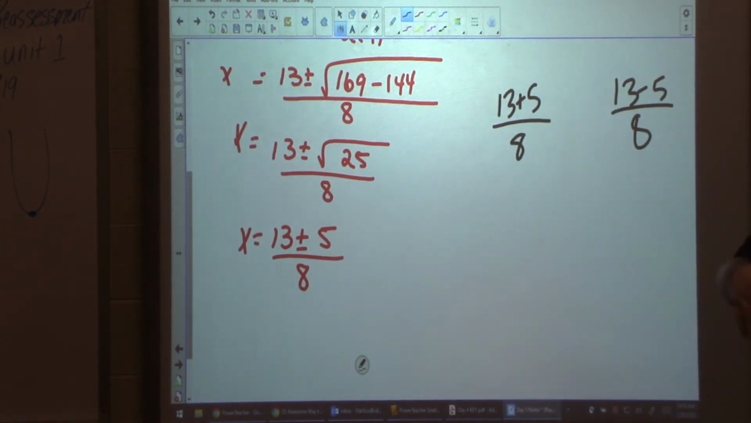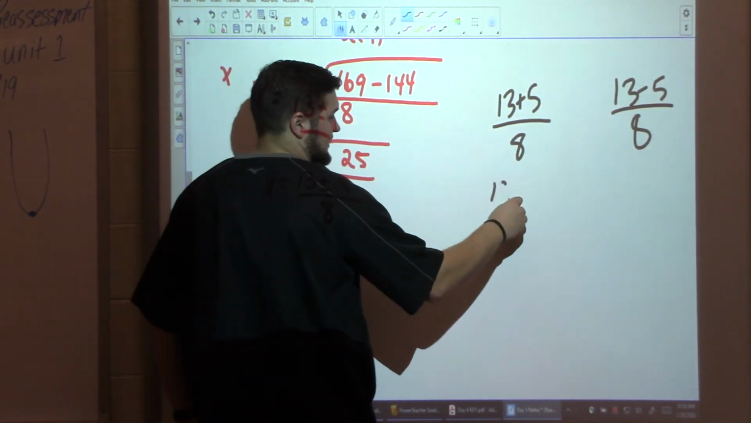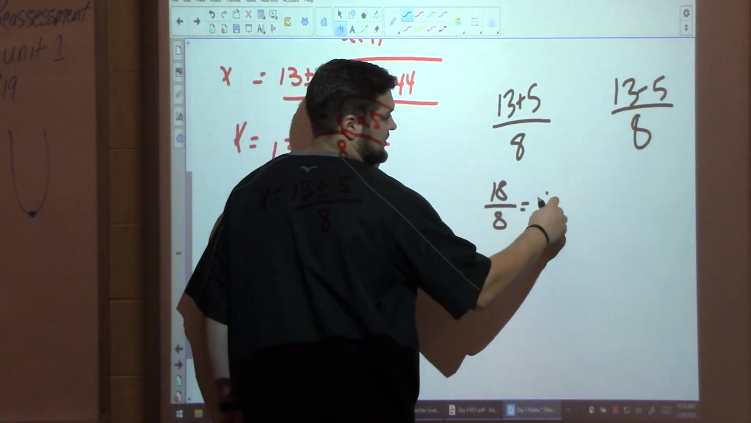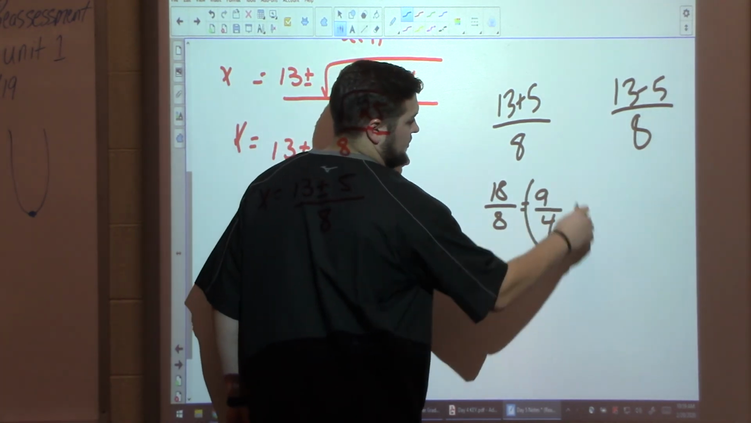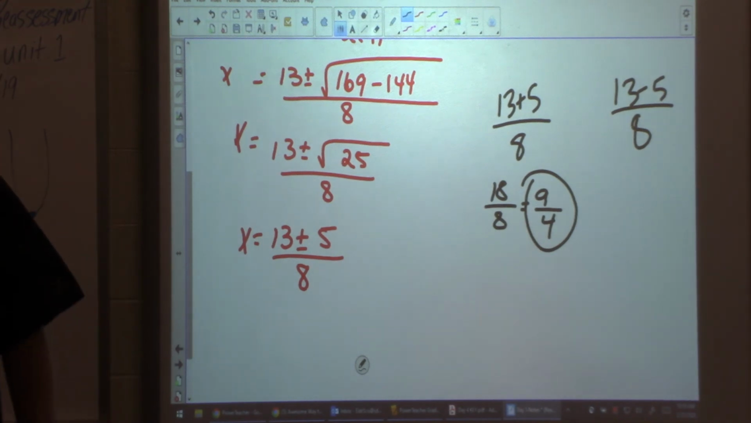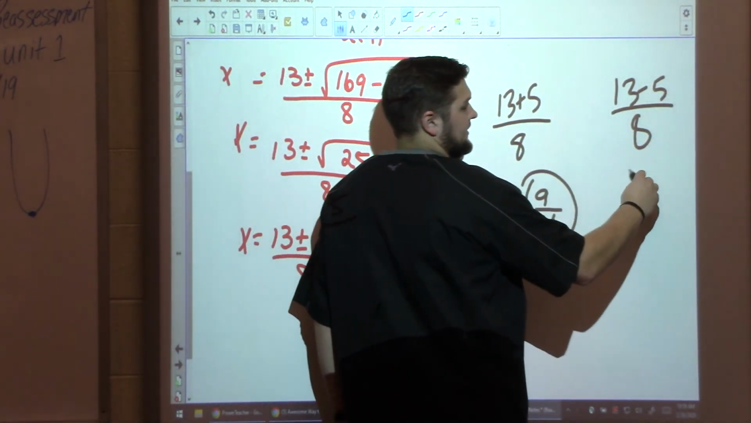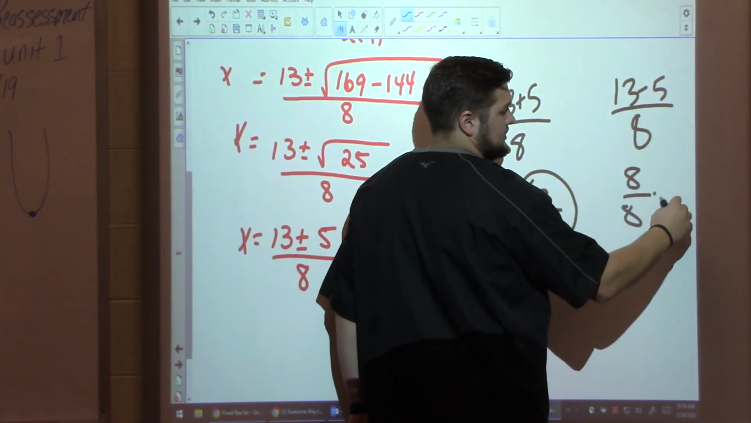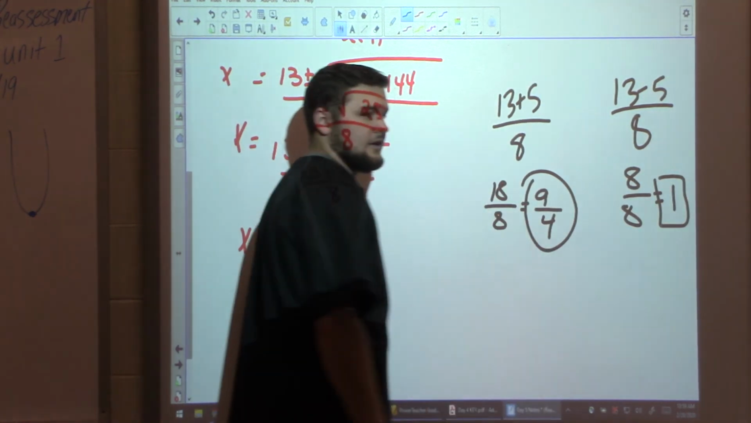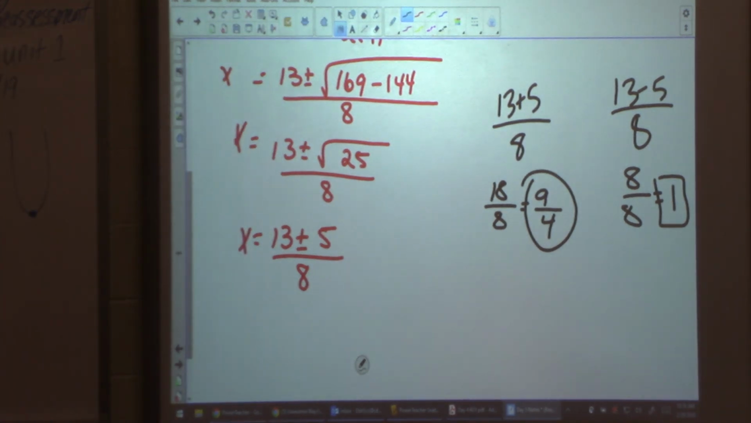You can put them in your calculator, you can do them in your head, whatever you need to do. 13 plus 5 is 18 over 8, which reduces to 9 over 4, or 2.25. Okay, the second one, 13 minus 5, gets me 8 over 8, which equals 1. So I still get two answers. You should still get two answers using the quadratic formula.